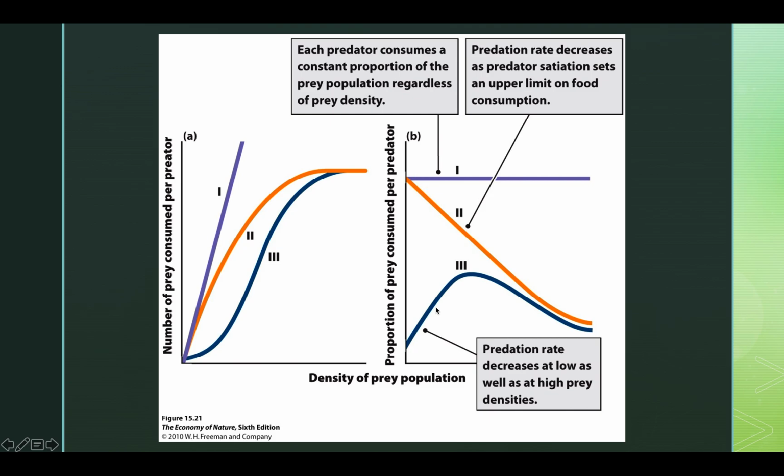And then the same idea, but a different way to conceptualize it. When you see on the y-axis here, proportion of prey consumed by predator, type 1 means that no matter what the density of the prey population, the proportion of the prey consumed by each predator will remain the same. For type 2, you can see the predation rate decreases as you get to this upper limit of food consumption. And then in type 3, the predation rate really decreases at low levels and at high prey densities, but it's the highest proportion of prey consumed by predators at one of these intermediate ranges.